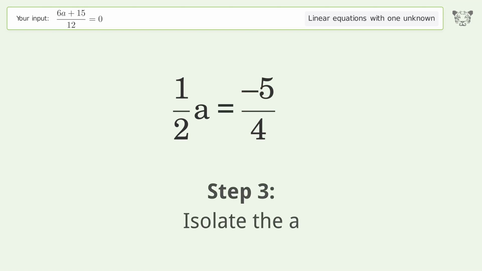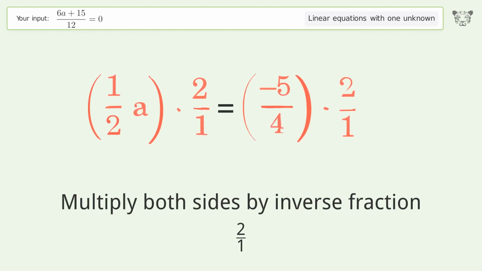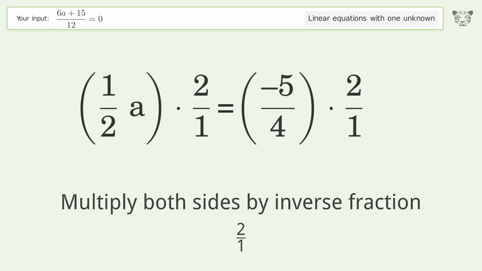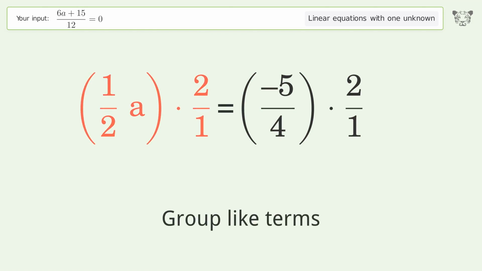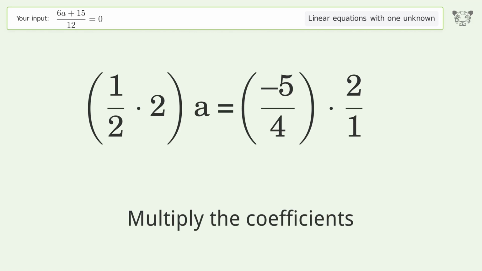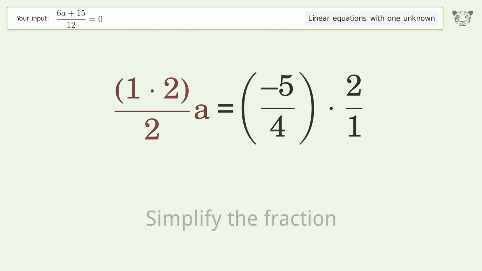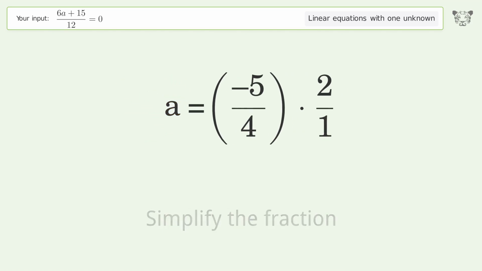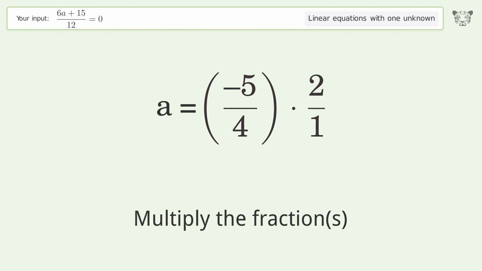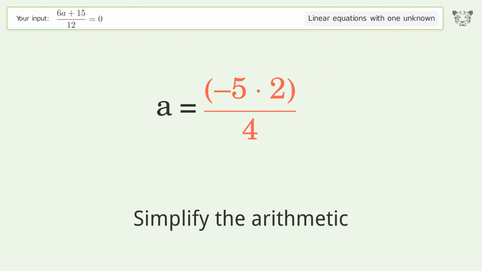Isolate the a. Multiply both sides by the inverse fraction 2/1. Group like terms. Multiply the coefficients. Simplify the fraction. Multiply the fractions. Simplify the arithmetic.